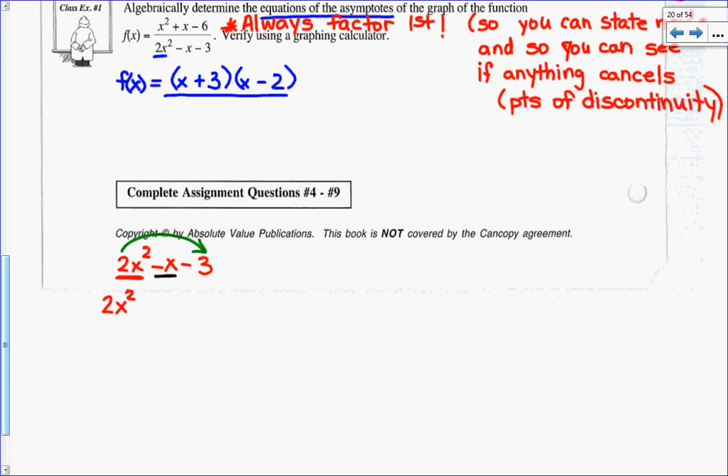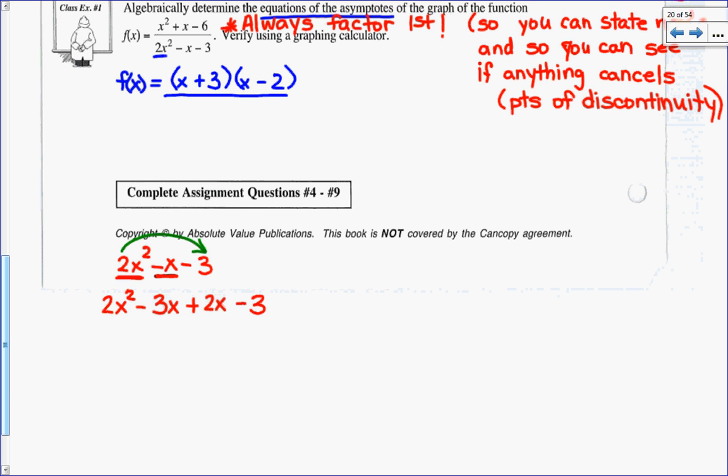Once I have those two numbers, which in this case are -3x and +2x, I just plug those in for my middle term, right? So -3x plus 2x still gives me this -x term. I haven't changed anything. I've just rewritten it a different way. I still have this -3 at the end.